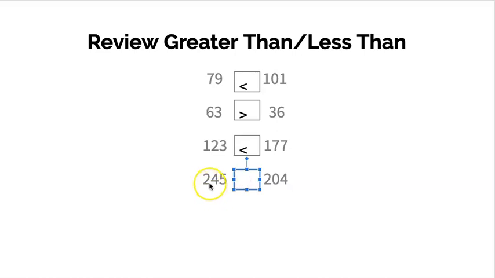Alright, last one, we have 245 and 204. We have a 2 in the hundreds, a 2 in the hundreds, so we have to go to the tens place. We have 4, and then we have 0. So which one is bigger, 4 or 0? 4 is bigger, so we have to make the mouse eat the bigger number. So we would read that as 245 is greater than 204.